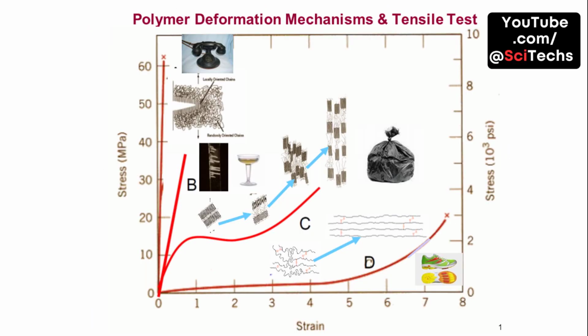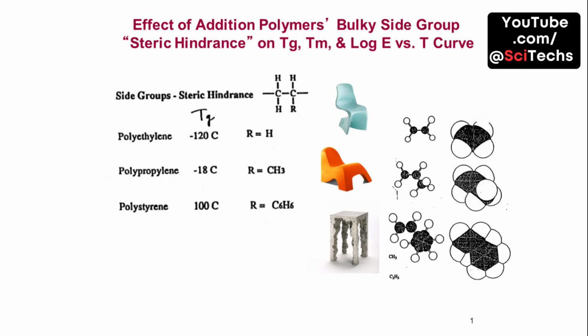Here, we examine the deformation mechanisms of polymers and the results of tensile tests. Notice how different polymers respond to stress and strain, highlighting their diverse mechanical behaviors. The bulky side groups in addition polymers significantly impact their thermal properties. Steric hindrance affects the glass transition temperature, melting temperature, and the modulus of elasticity.